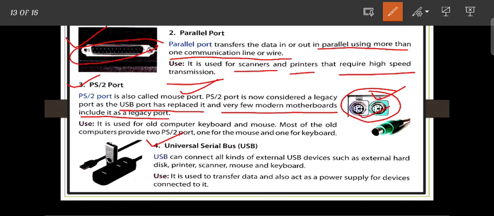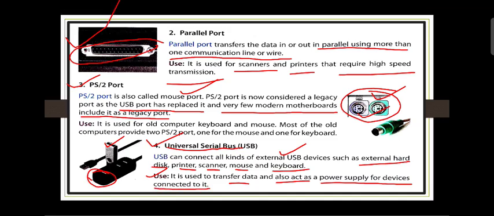Next is USB. USB means universal serial bus. USB can connect all kinds of external USB devices such as external hard drive, printer, scanner, mouse, and keyboard. This is the USB port. It is used to transfer data and also acts like a power supply for the devices connected to it.